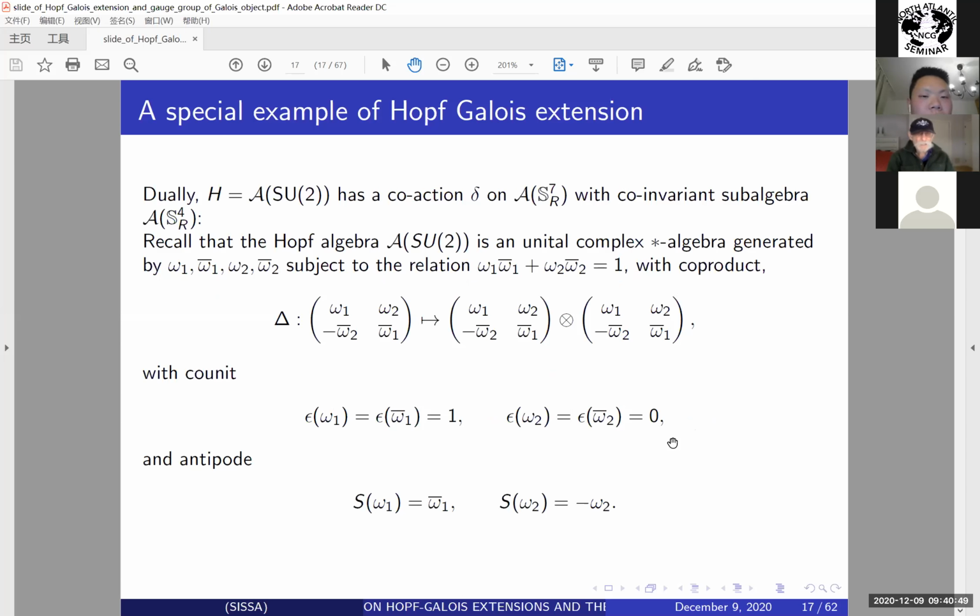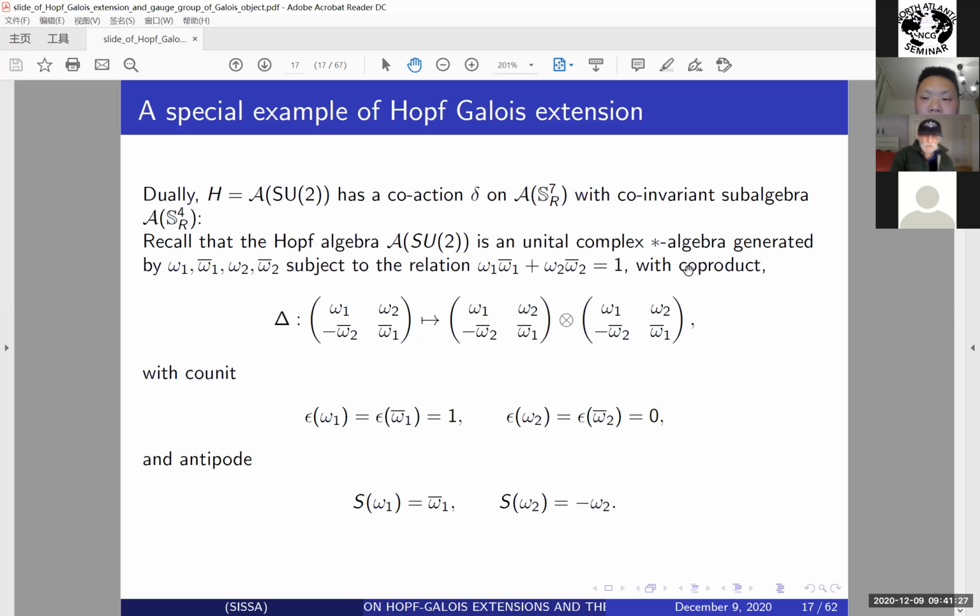Okay, so in the language of Hopf-Galois extension, in this case the corresponding Hopf algebra is just the functions on SU2, and this has a coaction on S7R with co-invariant subalgebra A of S4R, in the following instance. And recall that this Hopf algebra A of SU2 is a unital complex star algebra generated by omega 1 bar and omega 2 bar, subject to the relation that omega 1 bar plus omega 2 bar equal to 1.